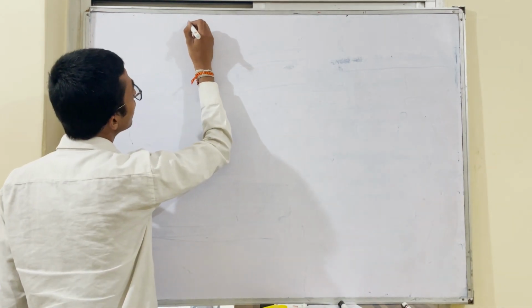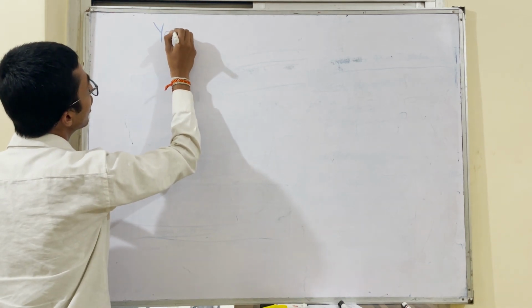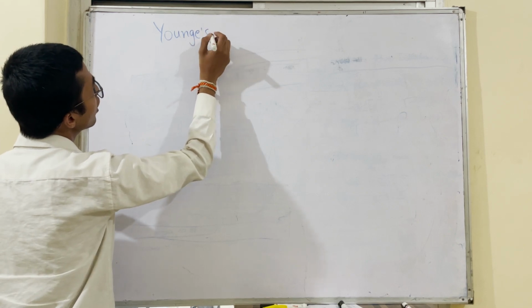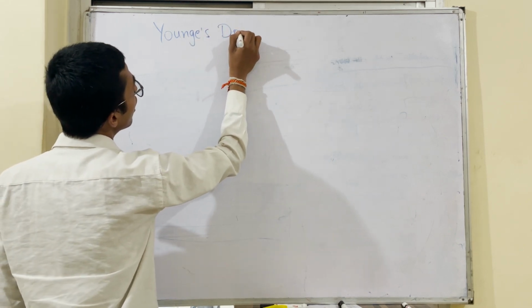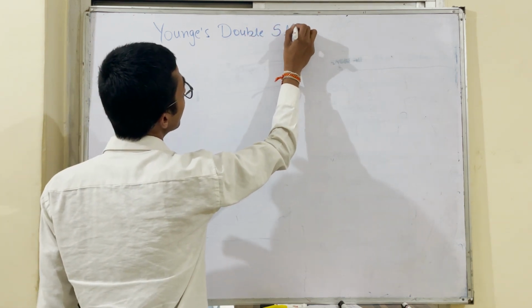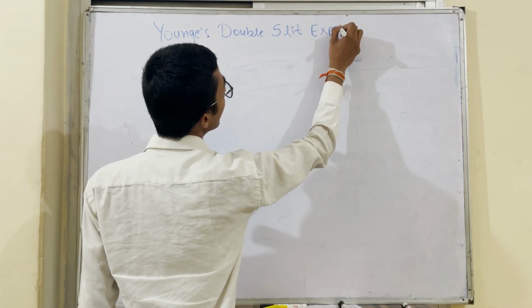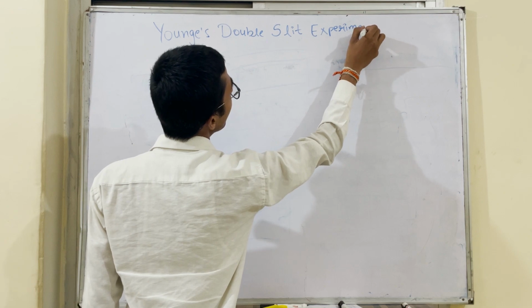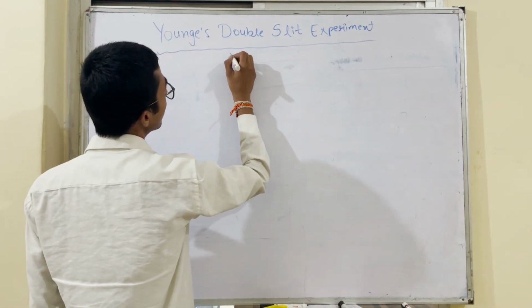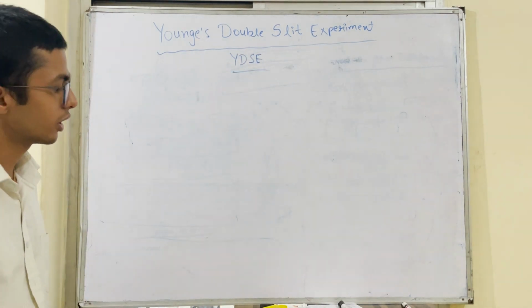So YDSE, I am writing the full form: Young's double slit experiment. In short form, we call it YDSE.